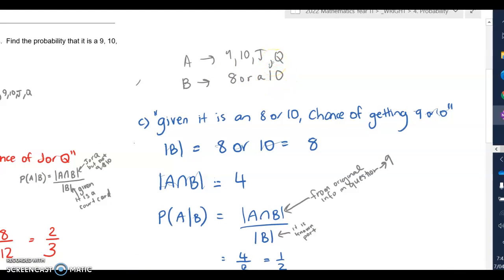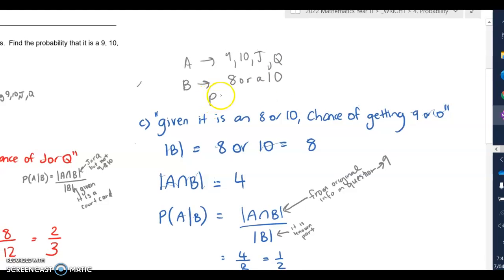Okay, so we'll say that again. So we're finding the probability of A given B. So we're finding the probability of a 9, 10, jack or queen, given that we know it is an 8 or a 10. So let's look at B first. An 8 or a 10.